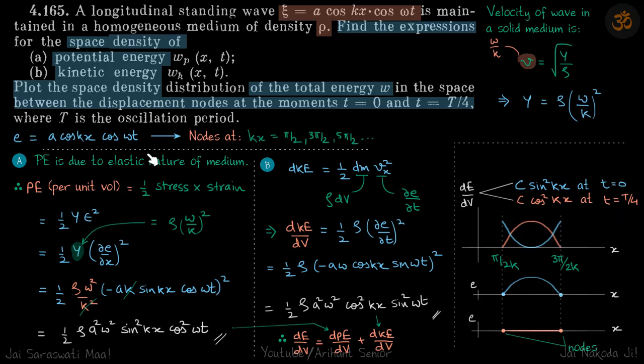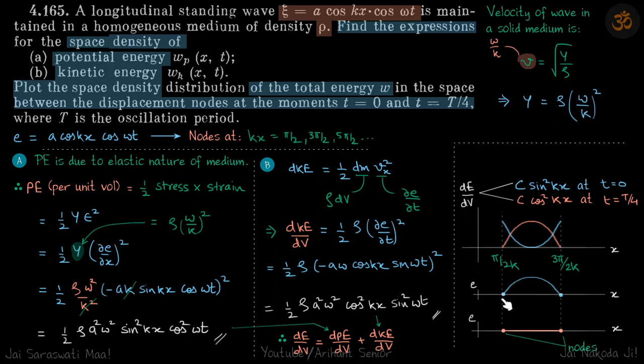At t is equal to t by 4, cos omega t will be 0. So E is always 0. So all the particles are crossing the mean position at t is equal to t by 4, and at t is equal to 0, all the points are at their maxima in this standing wave. So now you can see the relation between the energy variation and the position of the particle.